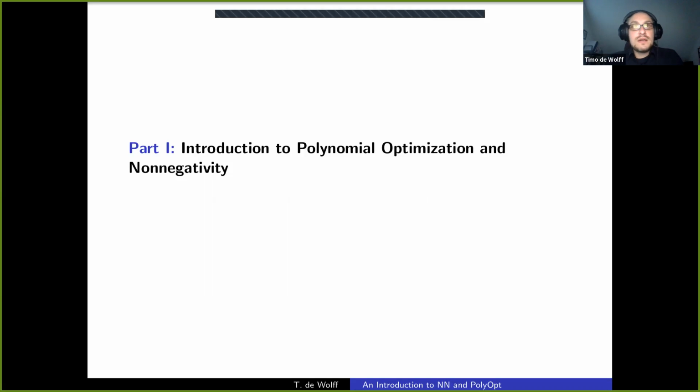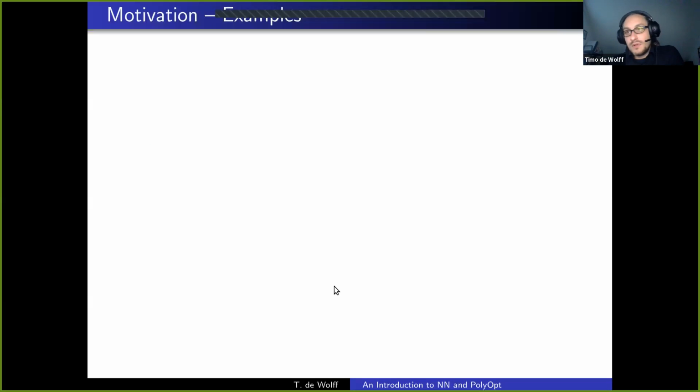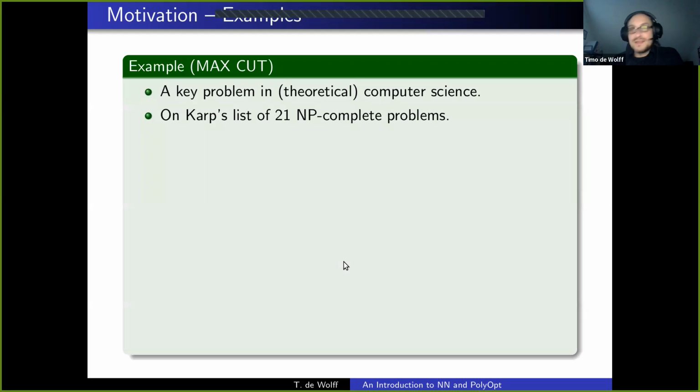Okay, with having said that, let me start with this general introduction. Let me start with a motivating example before I talk about polynomial optimization or non-negativity. There is a standard example everybody chooses, and that's the max cut problem. It's one of the key problems in theoretical computer science. In fact, there is a list of NP-complete problems by Karp with 21 problems, and that's one of them.